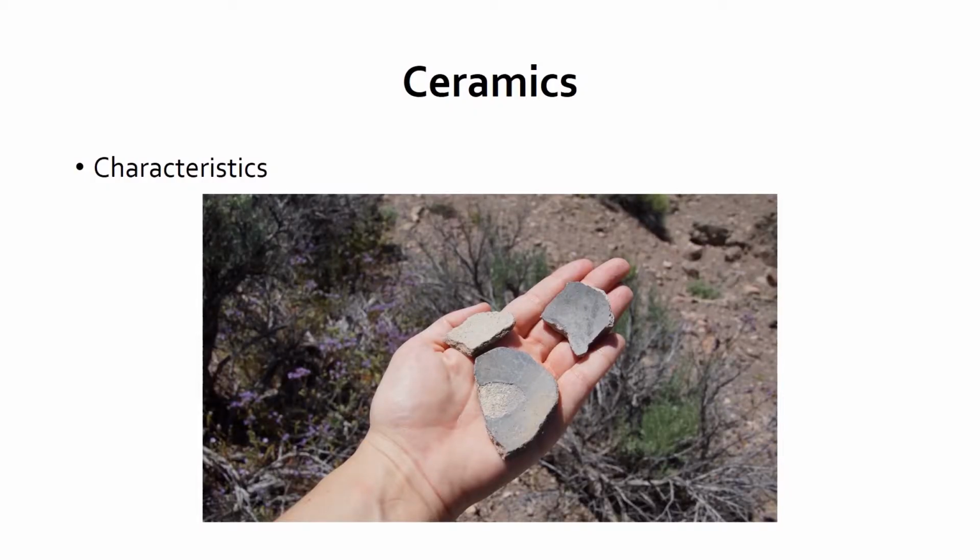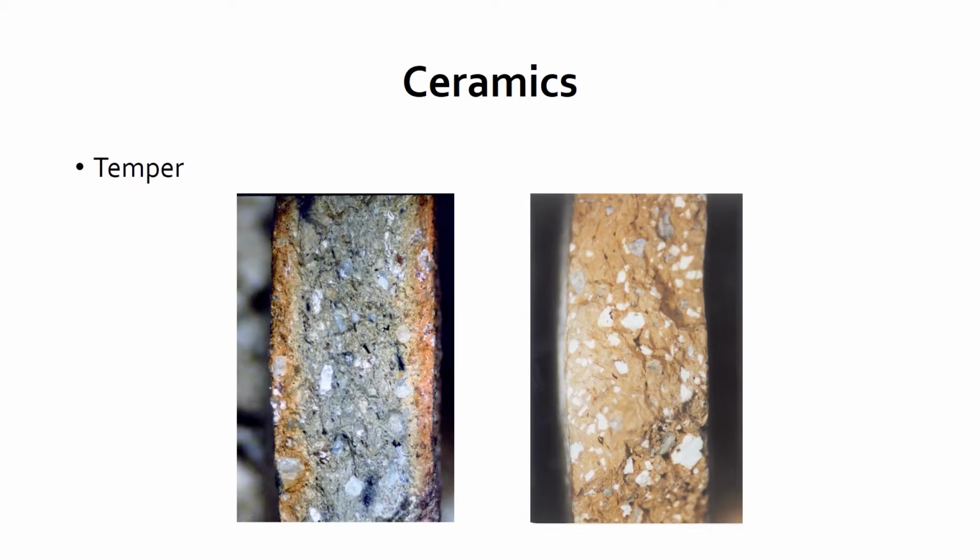So ceramics are the other type of prehistoric material that has been able to be preserved through time. And we're going to cover some of the common characteristics. So first of all, ceramics are a mix of clay and temper. And temper is a coarse material that's been added to the clay to add strength and to keep it from shrinking too much when it's firing.